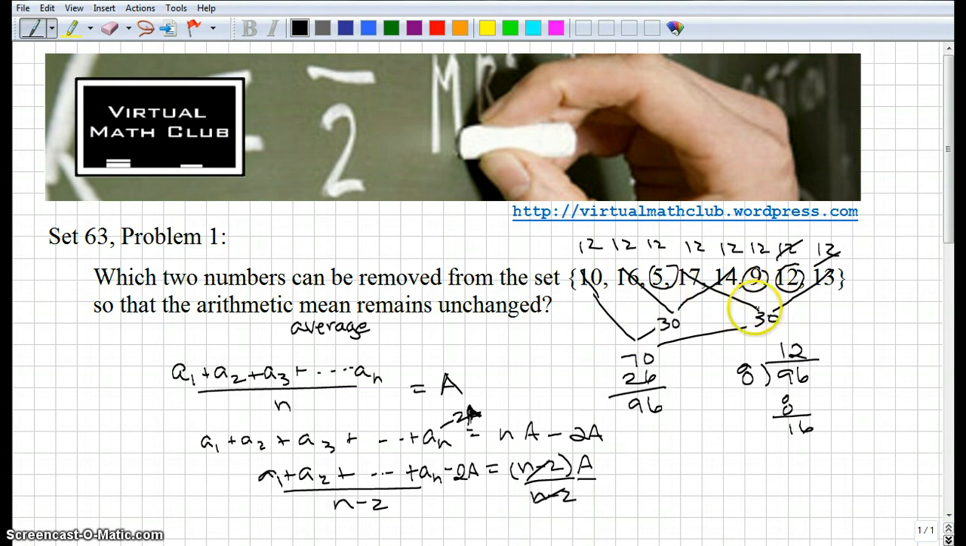And so let's just look at the numbers and try to find two of them that add up to 24, because that's 2 times the average. And when you look at these, just by trial and error, you'll see that 10 and 14, this one and this one, add up to 24. And so if we remove those two, we will get the same average. Okay, so we'll only have 6 numbers. So if we add up the remaining numbers and divide by 6, we should get 12 again. So the answer is that 10 and 14 are the numbers that we can remove, and the average remains unchanged.